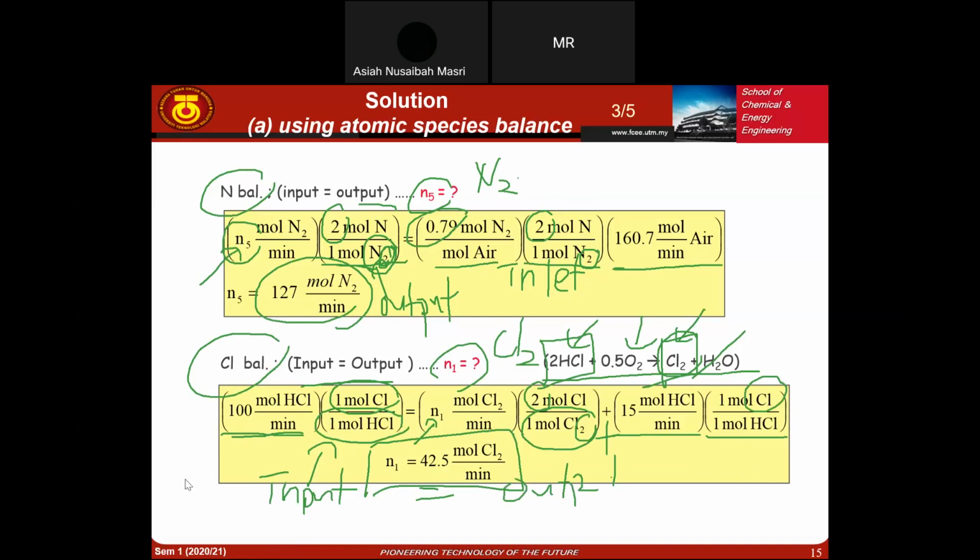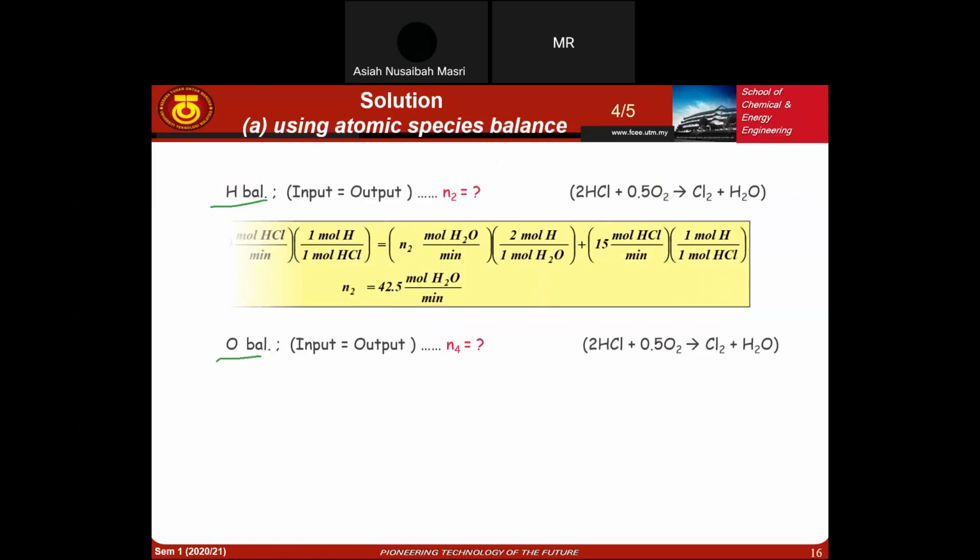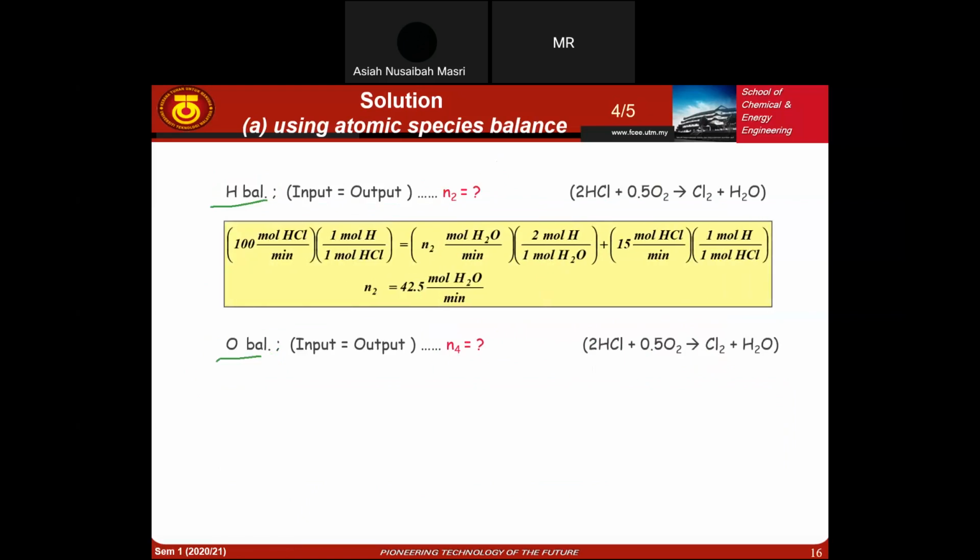Okay, similarly, we are going to do the same for the other atoms, for hydrogen and also oxygen. Let's see for hydrogen, the input feed. What compound has hydrogen? We have only one, which is HCl. We have another compound, oxygen, but it doesn't have hydrogen. Nitrogen in the inlet also doesn't, so we have only one. We have 100 mole of HCl per minute as the feed, and for every 1 mole of HCl, there will be 1 mole of H. That is our input.